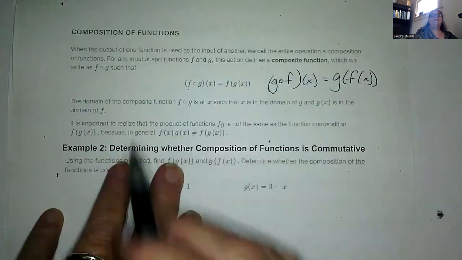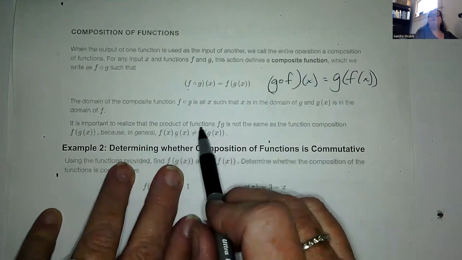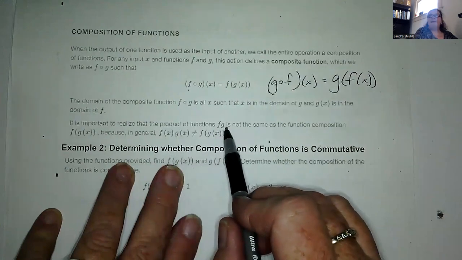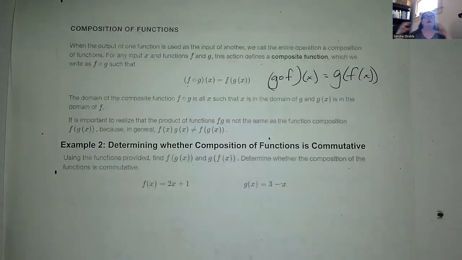Okay. It's important to realize that this is not the product of functions. f g is not the same thing. That is taking the function f and the function g and multiplying them together. Okay. Not the same thing. In this case, for f of g of x, we're going to take the g function, and everywhere there's an x in the f function, we're going to put the g function. This is like what we did with the difference quotient. It's the same concept. We're going to put it into it.